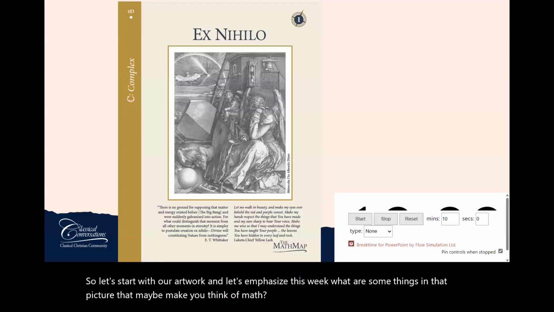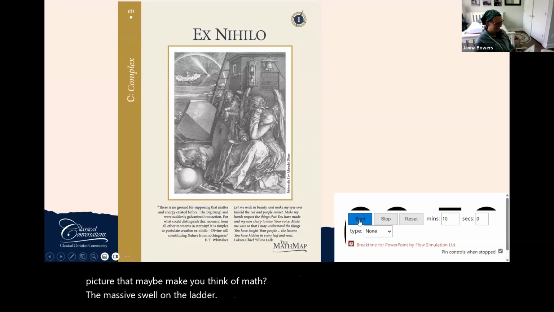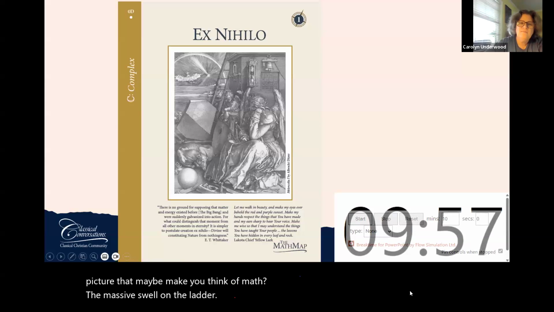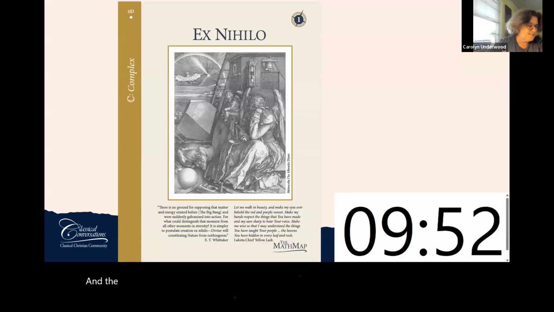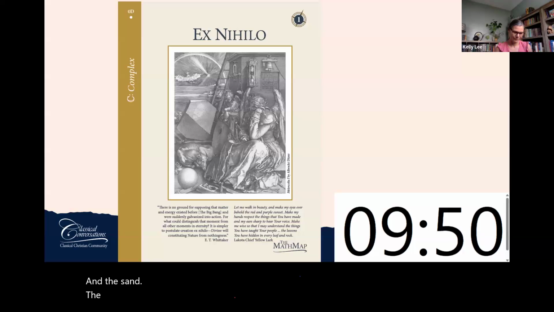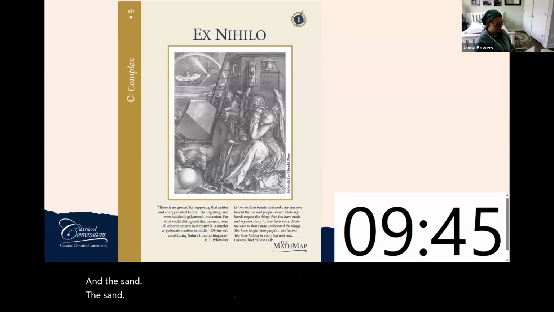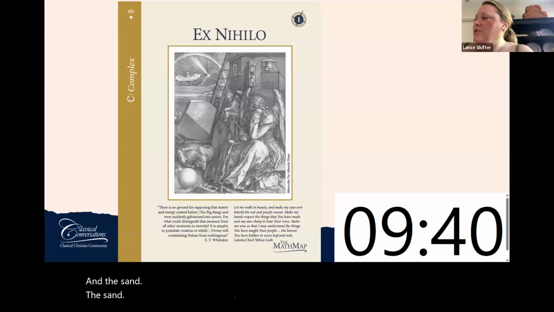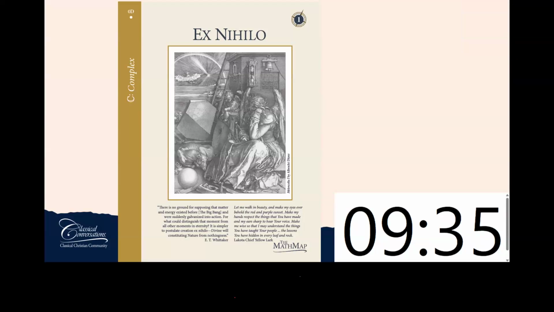The magic square on the wall above the angel. The look on the angel's face. The scales and the sand timer. The solid polyhedron, whatever that thing is at the bottom of the ladder. It looks like the angel is holding a compass to make a circle. Yeah, that's what I was going to say. Okay, good. The ball, the circle.